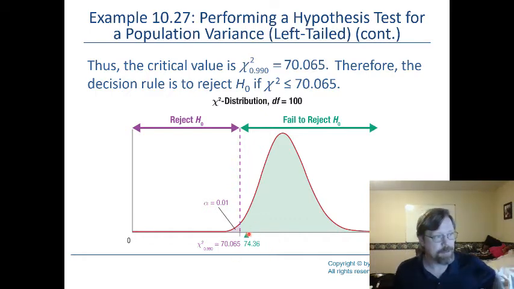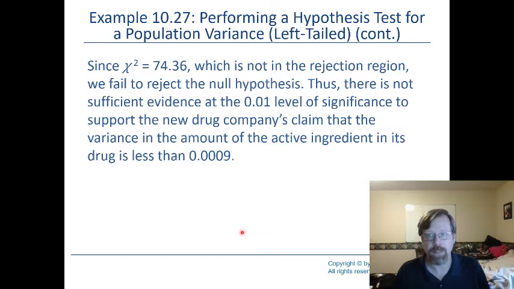This distribution is a little bit different. With the normal or the student's t-test, a 74 would be out here in the rejection region, and you do have to be careful because this distribution is different. So the evidence does not support the drug company's claim that their variance is less than the other company's.